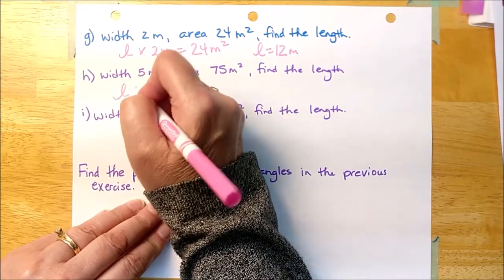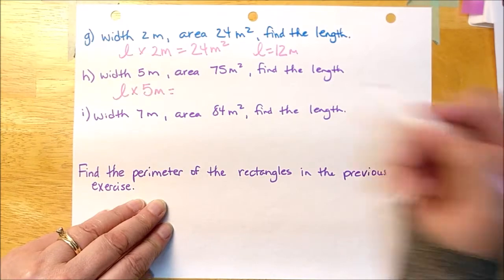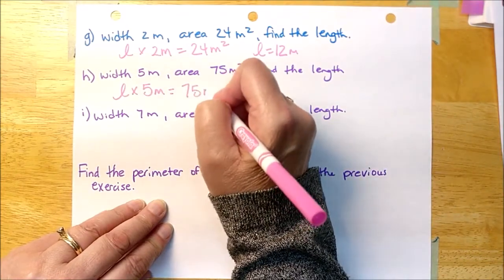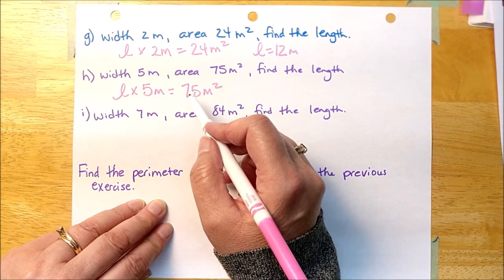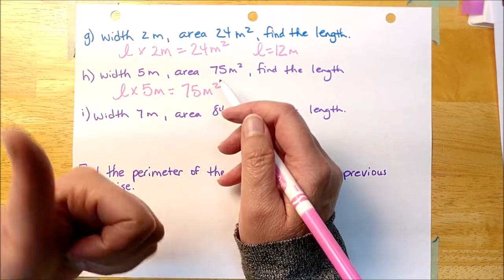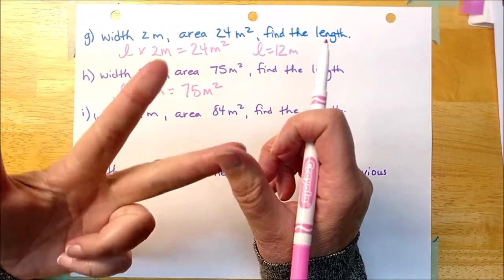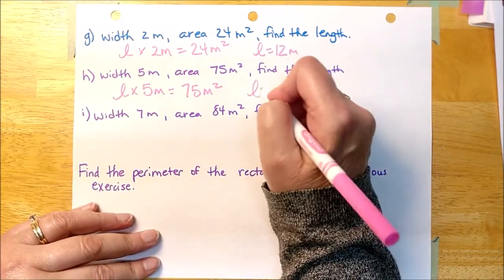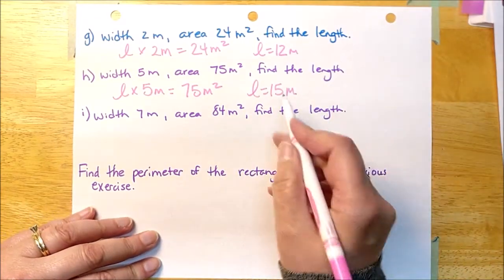Length, I don't know, times width. I'm always going to remember that length times width equals area, which equals 75 meters squared. Okay, 5 goes into 60 is 12 times. So 65 would be 13. 70 would be 14. It would go 15 times. So length is 15 meters. I hope you got that one too.